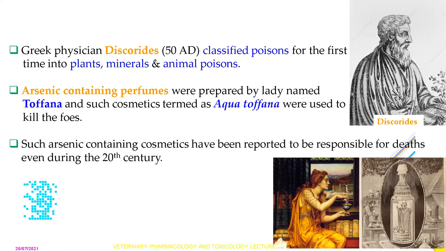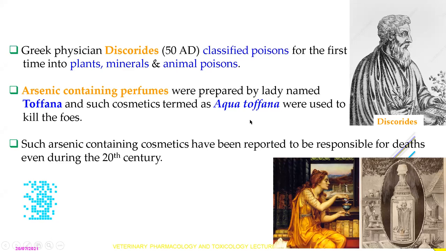Arsenic containing perfumes were prepared by a lady known as Tophana, especially among the Greek people, and such cosmetics, termed Aqua Tophana, were used to kill foes. This lady was very attractive, and many kings used her to build friendship with the enemies and offer the Aqua Tophana. Aqua Tophana was a mixture of arsenic and other highly poisonous materials, and she was such a psycho person. She used to kill the enemies by offering this type of poison.